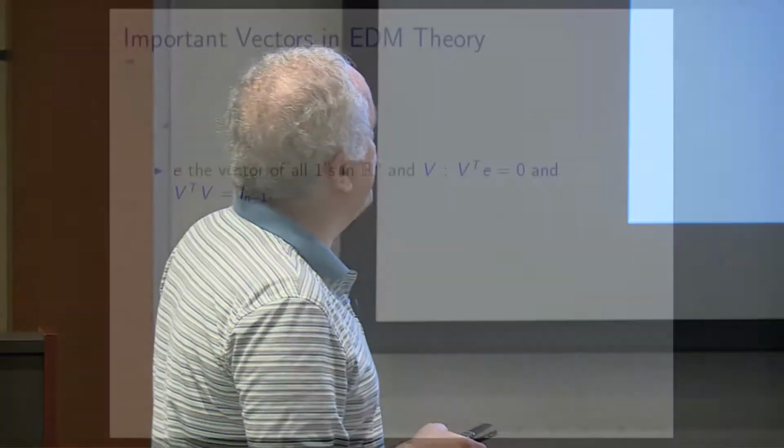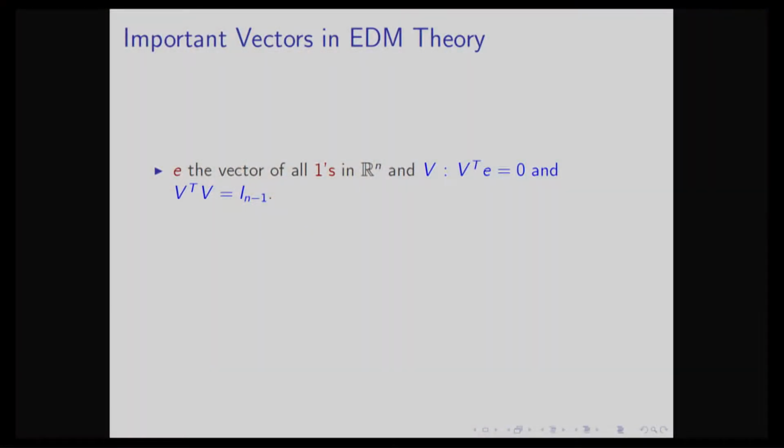In the theory of EDMs, there are 3 very important vectors. These vectors appear everywhere. So most of the results I'm going to present, they're going to involve one of those vectors. The first vector, which is very important, is the vector e, the vector of all ones. It's going to appear in almost all the formulas and all the results. And as a consequence of that, this matrix V is also going to appear everywhere.